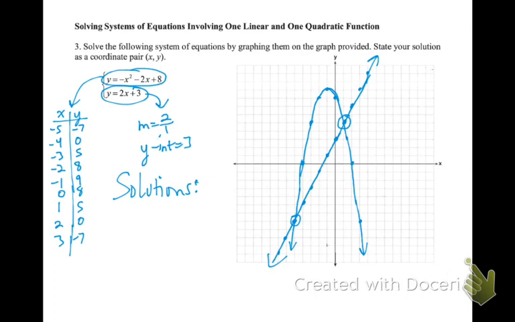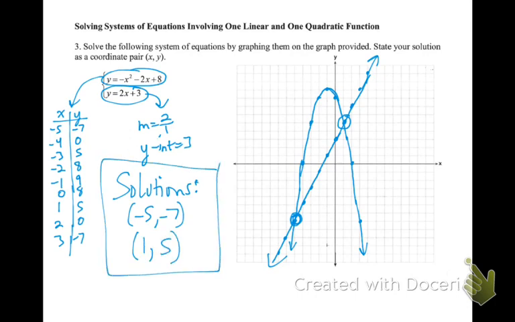So the first solution looks like to me at -5, -7. That's this one down here. The second solution is at +1, +5. And there are my solutions to this system of equations graphically. Pause the video, write down anything you need to before moving on.